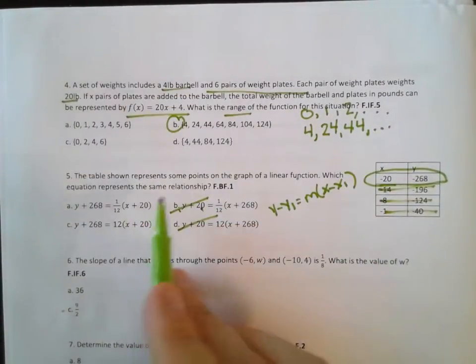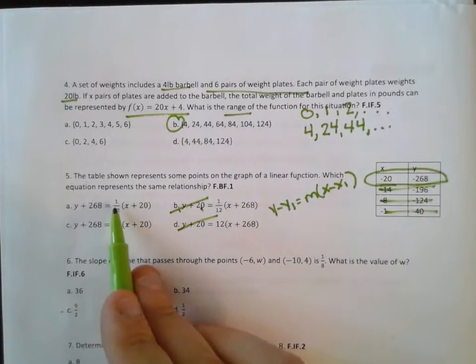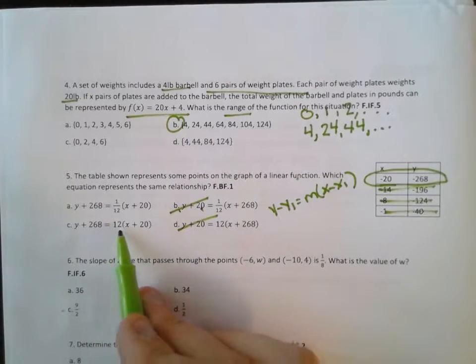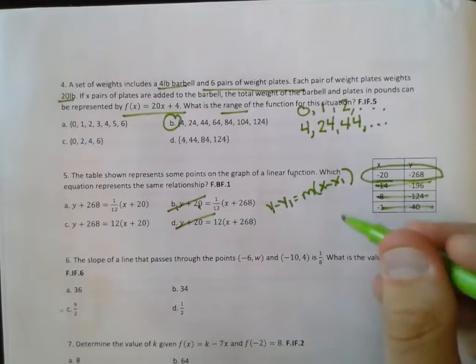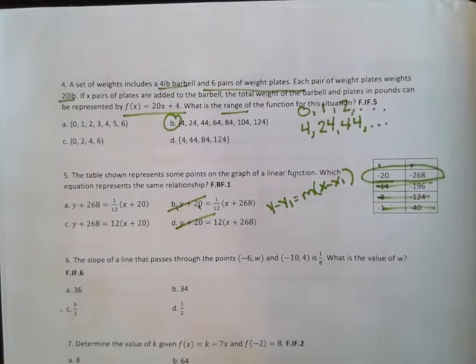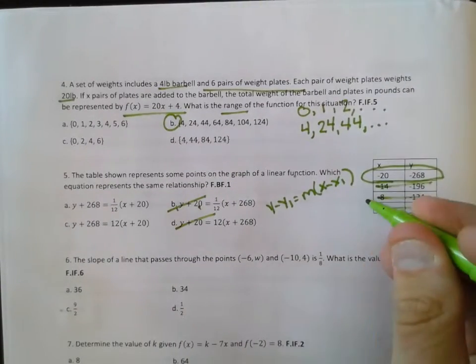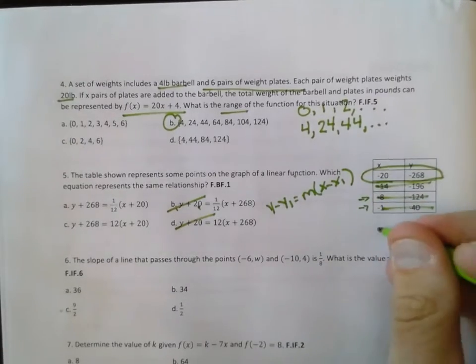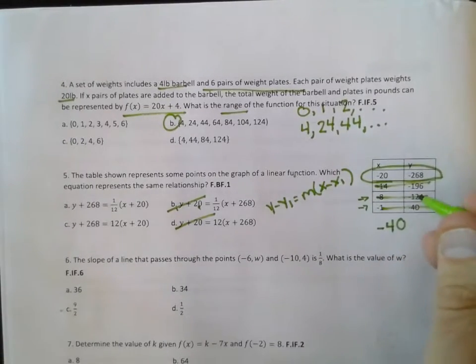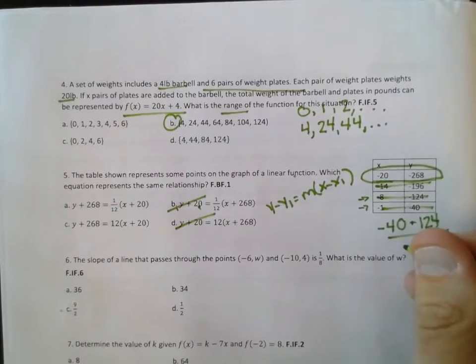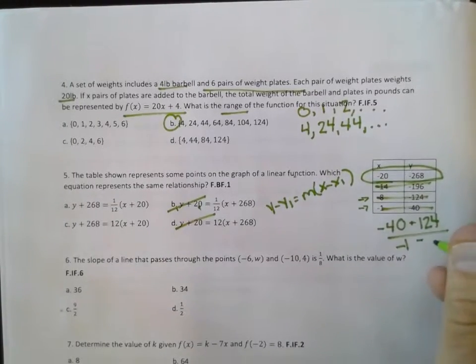So now we got to figure out, alright, what's our slope? This one's 1/12, this one's 12. So go back to your original points. I know I crossed them out, but I'm still going to use them. I'm going to use these two. Negative 40 minus negative 124, or plus 124, over negative 1 minus plus 8. Negative 1 plus 8.